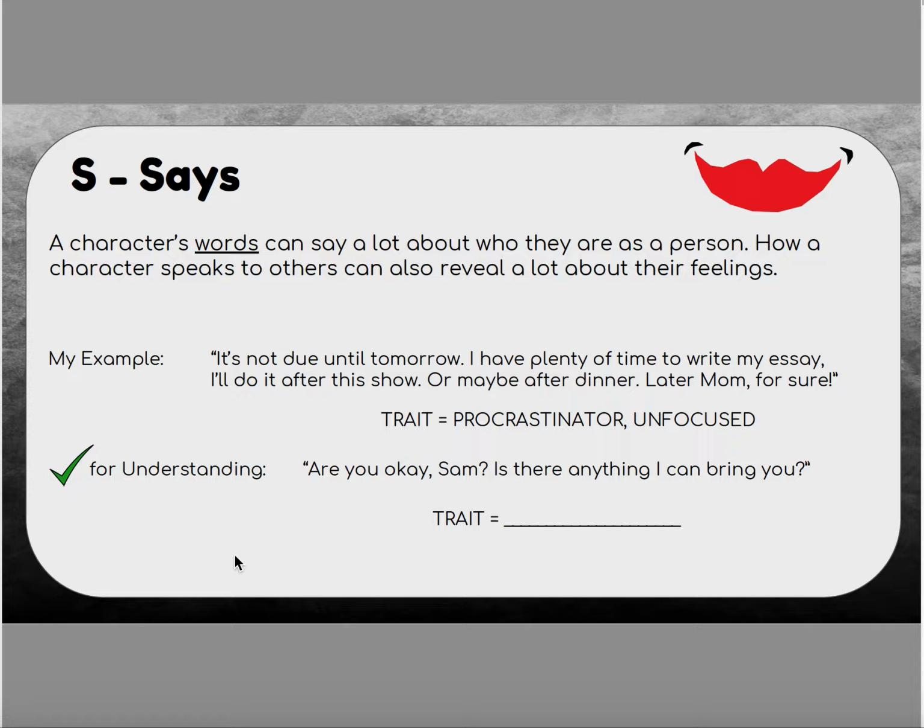So our check for understanding, I want you to write this down on a piece of paper. You're going to turn it in at the end, right? "So, are you okay, Sam? Is there anything I can bring you?" This character is asking someone how they feel. We're going to go over these answers at the end. I want you to pause this video and tell me, what do you think this characteristic is?